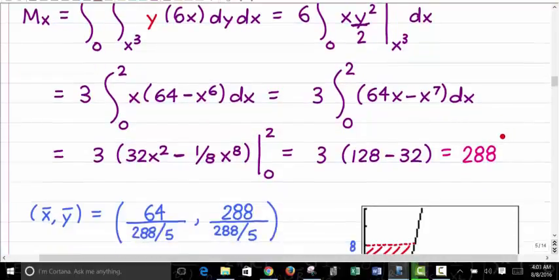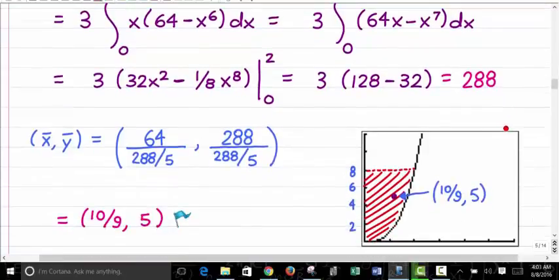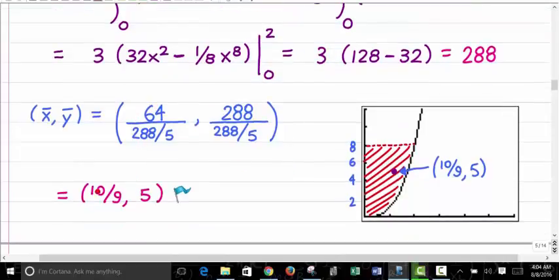I get 288. So the x bar, y bar, the center of mass and centroid would be 288 over 5, which was the mass that we got at the beginning. 64 is the my moment. 288 is the mx moment we just got. So if you take those fractions, divide them, reduce them, you get 10/9 comma 5.